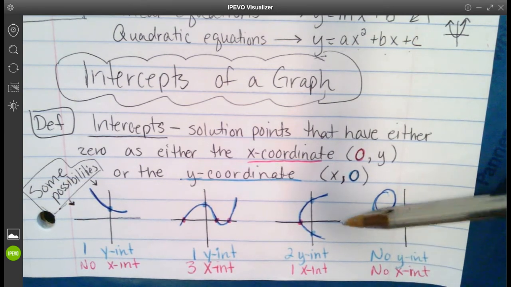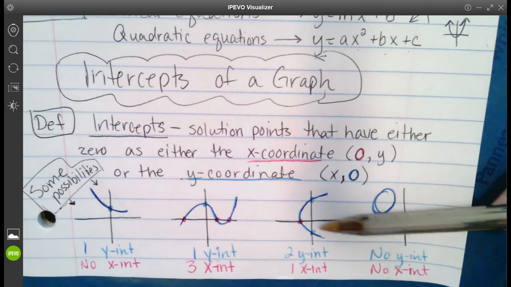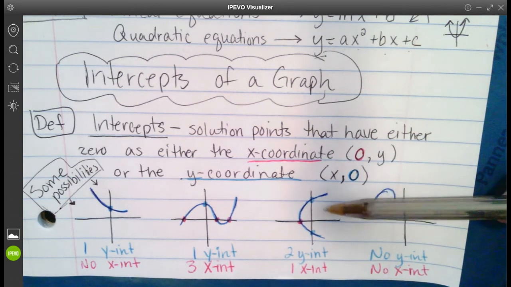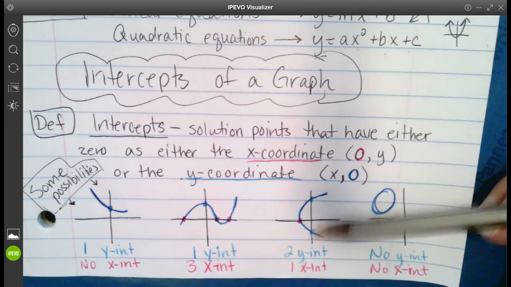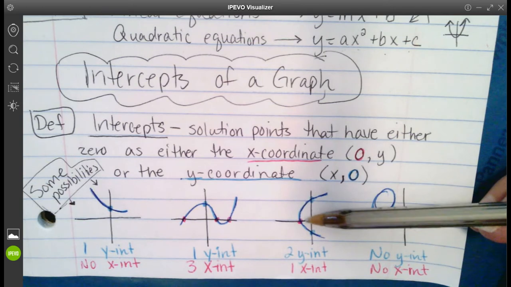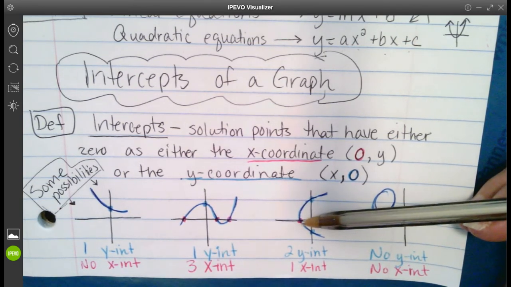This one is not even a function, but it is a relation, meaning that we had some points, we put them together, and now this is what we came up with. So we do have 2 y-intercepts because it crosses 2 times, and that in itself shows us that it fails the vertical line test. But that aside, 2 y-intercepts, and it still has 1 x-intercept.